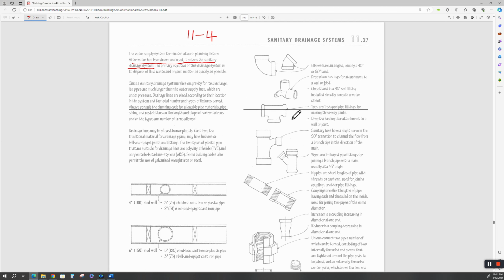These are Ts, because it looks like a T. This is a sanitary T. Now we call this a sanitary T simply because it has a long slope coming down, okay? Long radius on that. Because if it's sanitary, it's going to be gravity flow. All right. This is called a Y because it looks like a Y, for joining a branch pipe with a main, usually at a 45-degree angle.